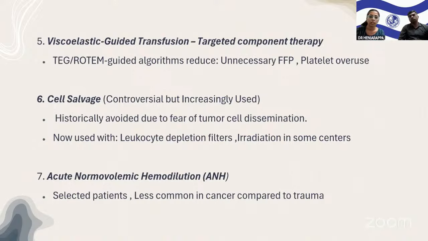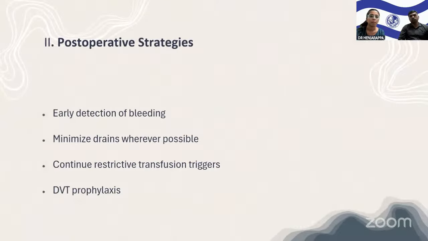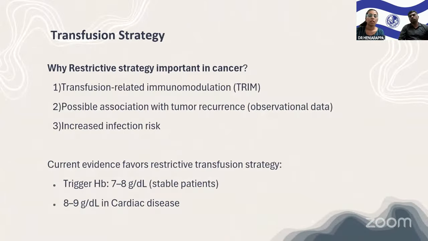Previously, it was avoided due to fear of tumor cell dissemination, but now it is used with leukocyte depletion filters and irradiation in some centers. Acute normovolemic hemodilution is used in selected patients. Postoperative strategies, early detection of bleeding, minimizing drains wherever possible, continuing the restrictive transfusion triggers, and DVT prophylaxis. And restrictive strategy is used.